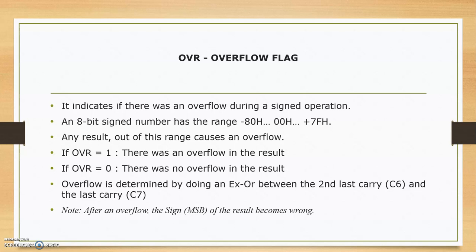That is, if overflow is 1, there was an overflow in the result. And if overflow is equal to 0, there was no overflow in the result. Overflow is determined by doing XOR between the second last carry, that is C6, and the last carry, C7. After an overflow, the signed MSB of the result becomes wrong. Before going to the overflow, we need to have a thorough idea about signed and unsigned numbers.